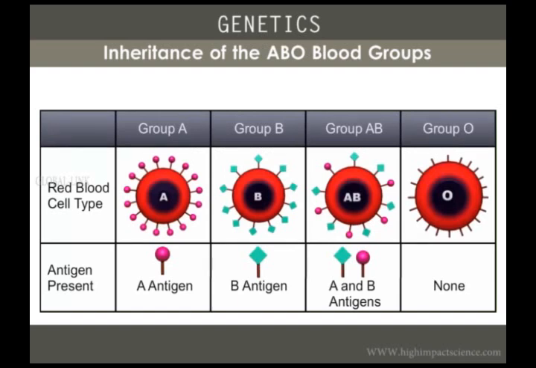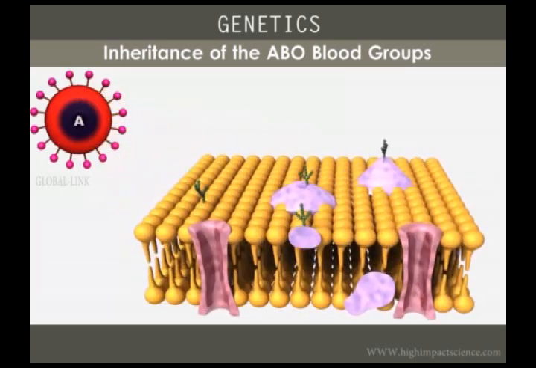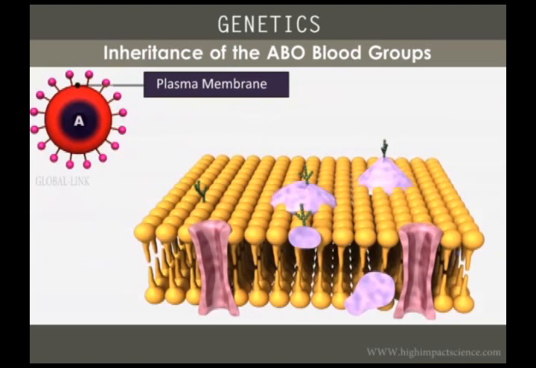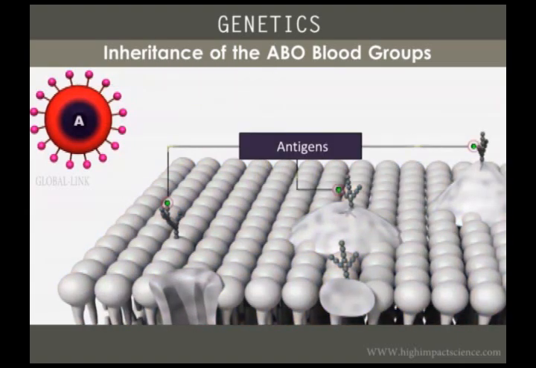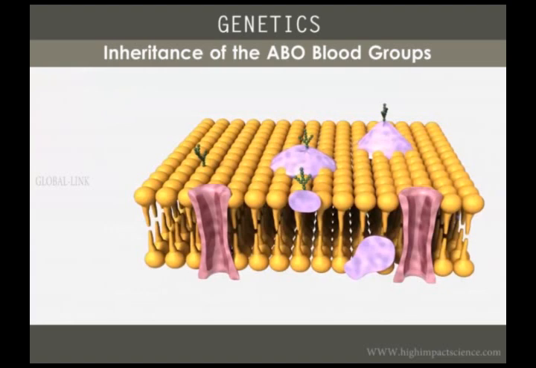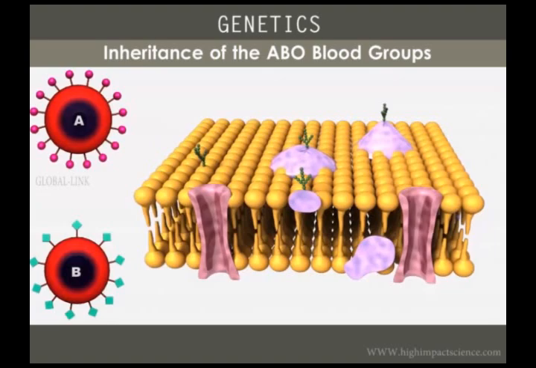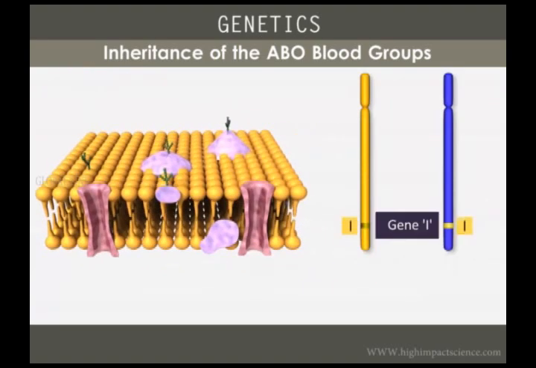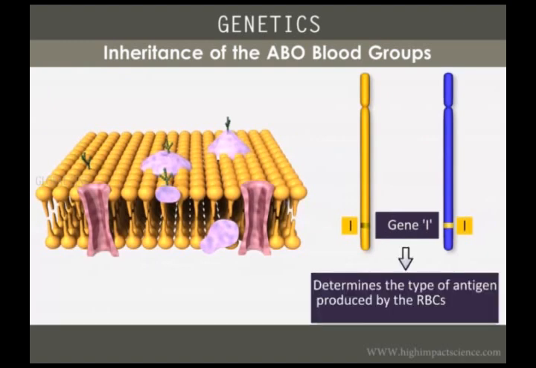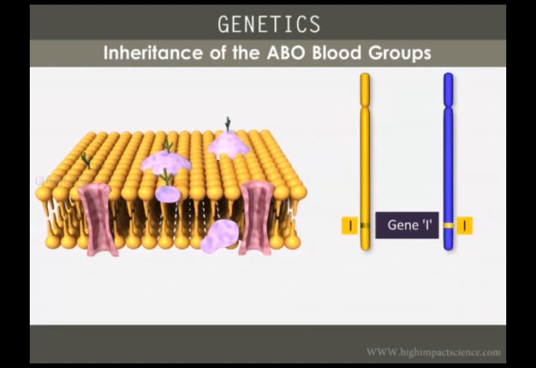Consider the ABO blood grouping system. We said the plasma membranes of red blood cells have antigens on their surface. It is these antigens that determine the specificity of the major blood groups. The antigens may be A or B. It is the gene I that is responsible for determining the type of antigen produced by the red blood cells.